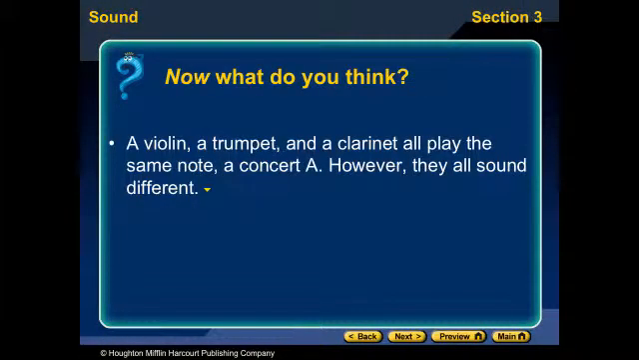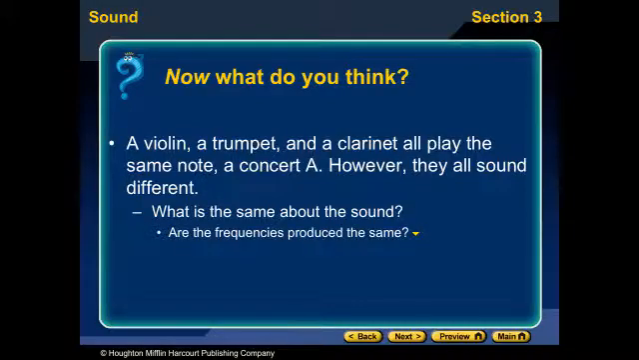Okay, so now what do you think? A violin, a trumpet, and clarinet all play the same note, concert A, however they sound different. What's the same about the sound? They all have the same pitch. The frequencies are being produced, but the wave patterns are different. And that was called timbre.